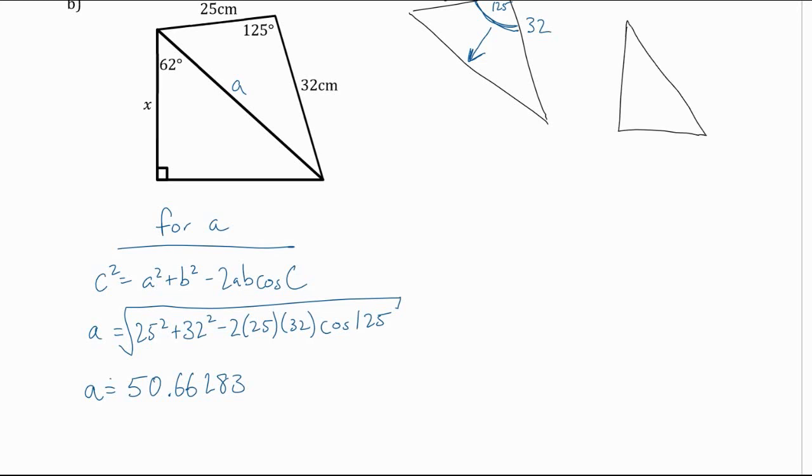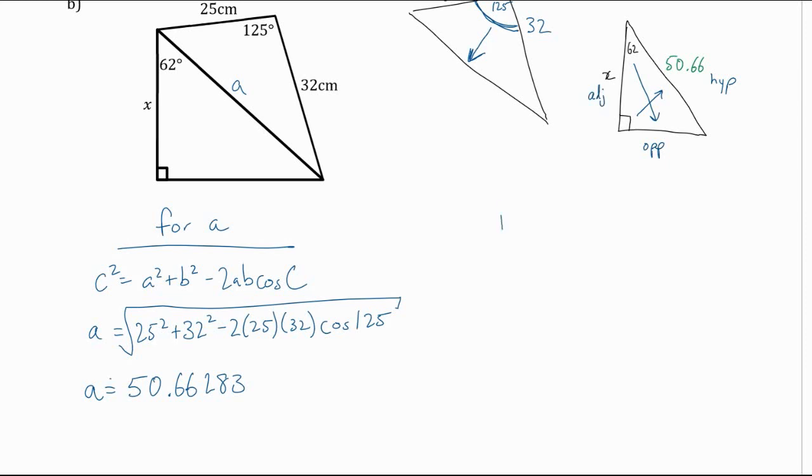okay, and I've got 62 here, and I found this to be about 50.66. How about I write that? 66. I'm looking for x, and this is a right angle. And now I can do this as hypotenuse. This is opposite, which means this is adjacent.